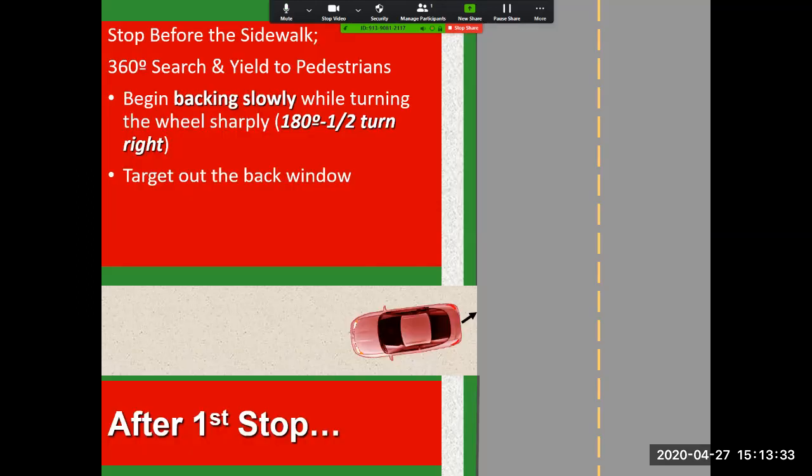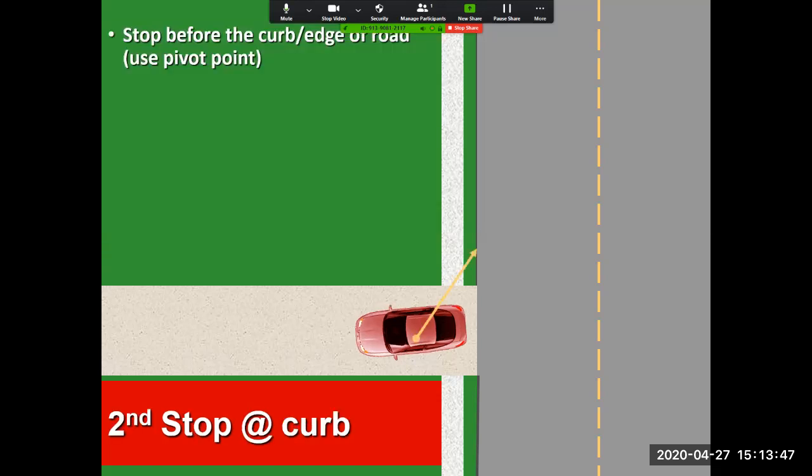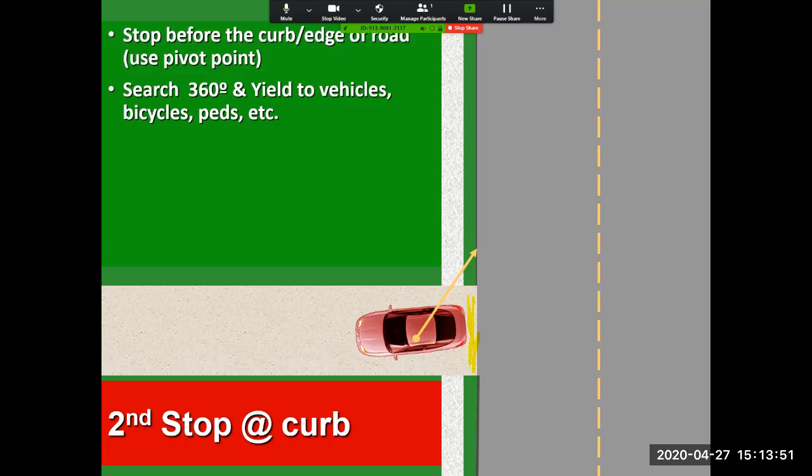Okay, after our first stop, we're going to back slowly and turn the wheel halfway. So from 12 o'clock to 6 o'clock, just one half turn. And you're going to start backing slowly until we get right here. Back bumper at our curb, and that's our second stop. That's why we have a second stop here, and this is going to start us on our path.